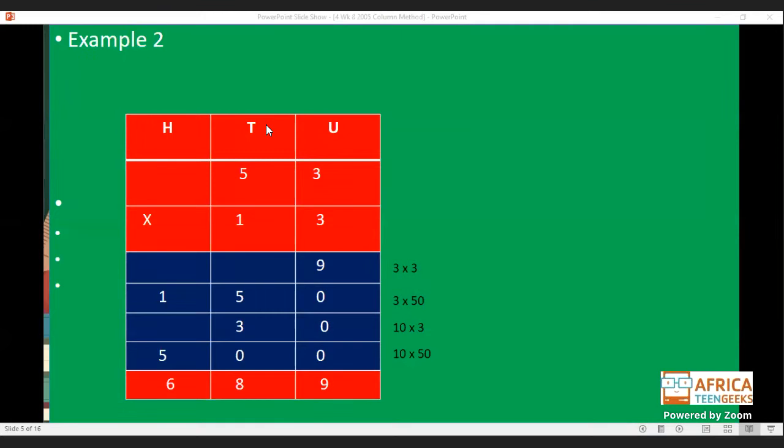And then now we are multiplying 53 multiplied by 13. So you see the place value, I'm not leaving the place value table, guys. So hundreds, tens, units, and then 3 under units, 5 under tens, and then 3 under units, and 1 under tens. So now that we've put our place values, then we multiply.